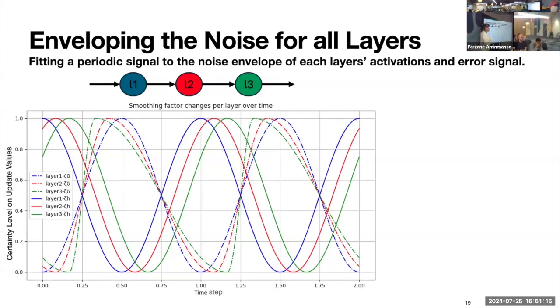The solid line here belongs to activations and how much we can trust the activation values. The dashed lines basically correspond to the input errors to each of the layers. Here, for example, you can see that for the blue, which is layer 1, the solid line is the input activation to the first layer.